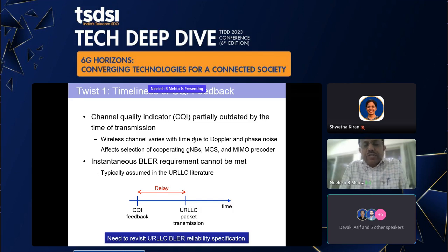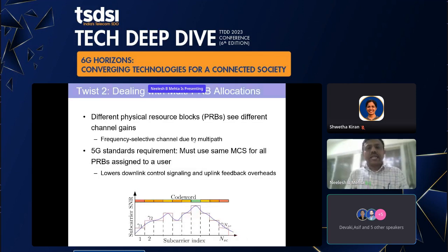Now it turns out I don't even know what my SNR is when I'm going to transmit because my information is partially outdated. So I can't even tell you what my block error rate is going to be. Block error rate itself becomes a random variable. So you have to revisit the way you define or specify URLLC traffic. Okay, that's the first twist. Now this is the second and the last twist.